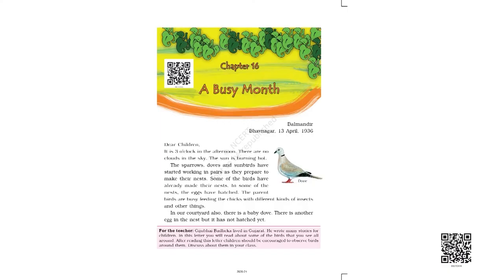Dear children, there is a lesson in your EVS textbook, chapter 16, A Busy Month for Birds. In that chapter, a person named Giju Bhai Badheka from Gujarat has written a letter to the children on April 13, 1936. He has written about the different birds that he has observed in the month of April. Now, can you tell me how many years has it been since Giju Bhai has written the letter? 2020 minus 1936 is equal to 84 years. Yes, it's been 84 years.